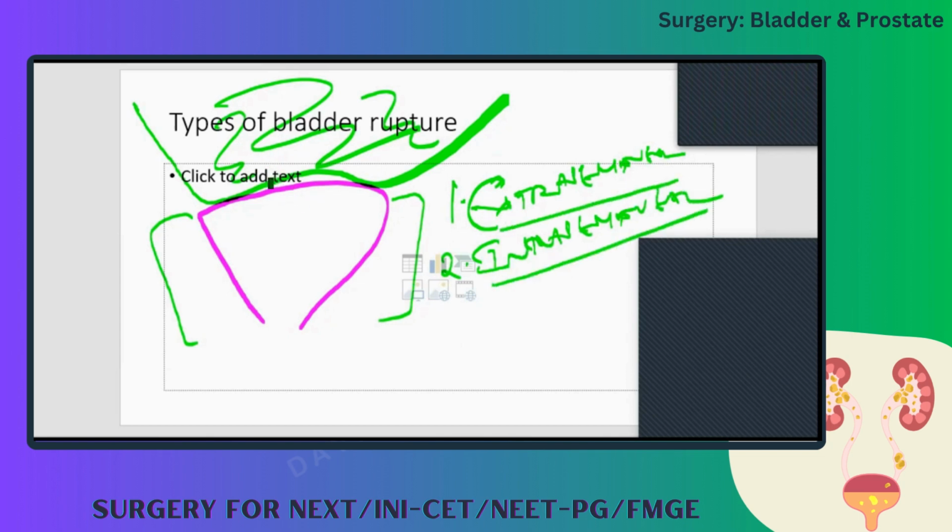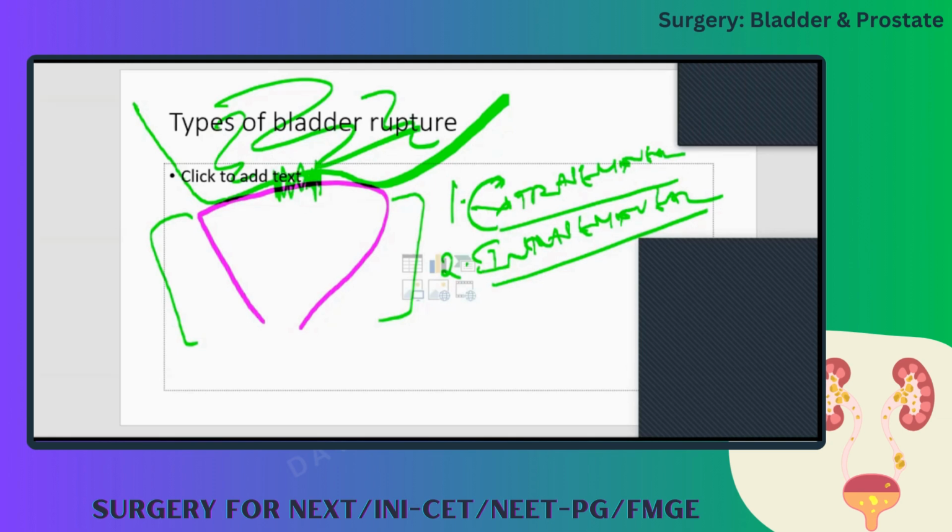If the patient has a full bladder and there is injury to the dome of the bladder, here, then where will the urine go? Think logically and tell me. Where will the urine go? Into the peritoneum. Yeah, so he will develop peritonitis. Okay. Clear? Yes, sir.